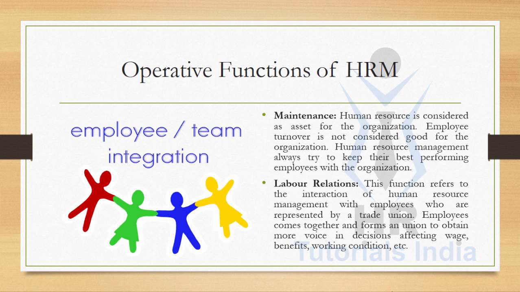Labor relations. This function refers to the interaction of human resource management with employees who are represented by a trade union. Employees come together and form a union to obtain more voice in decisions affecting wage, benefits, working conditions, etc. This function refers to the relationship between the human resource management and the employees represented by a trade union. In these labor relations, employees come together and form a union and ask the management for better benefits, and this union becomes the voice of the employees asking for the benefits with the management.